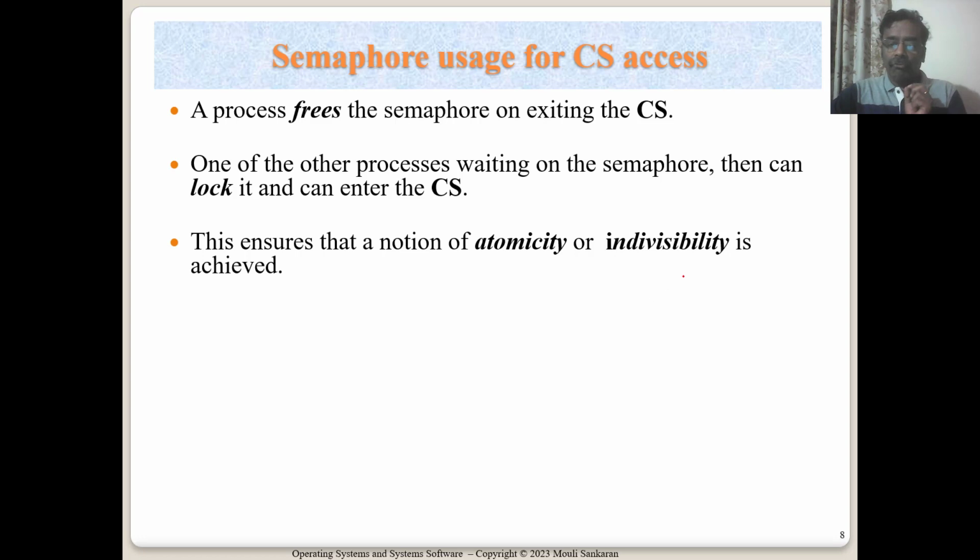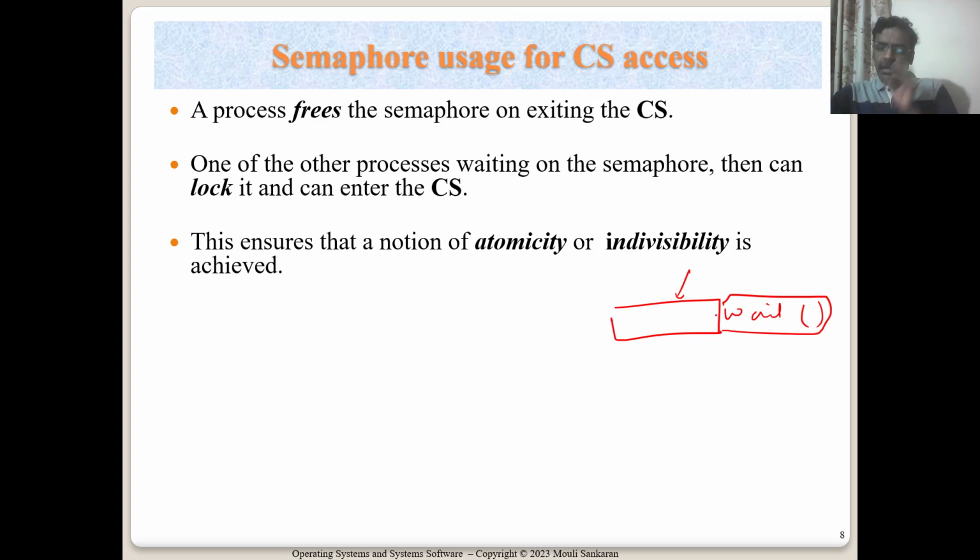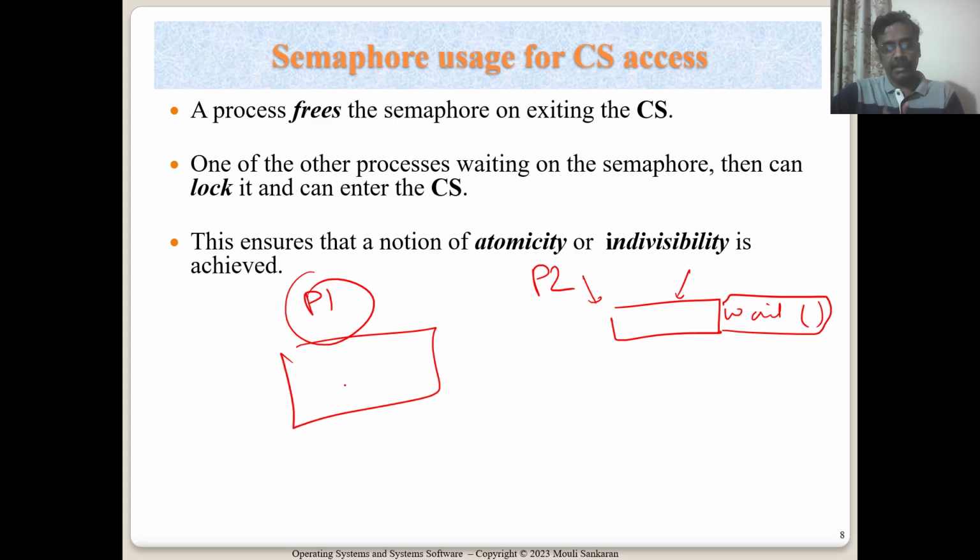What I mean by indivisibility, atomicity: when I want to enter a critical section, I acquire the semaphore, and that waiting is done. Remember, somebody is waiting and someone is releasing. Maybe I assume that P2 is the process which is waiting on the semaphore. Already P1 has acquired it and it is in the critical section. Now, it is going to say signal.